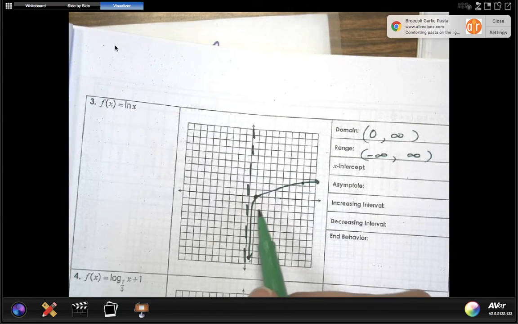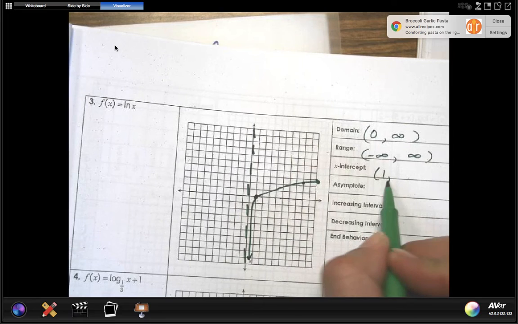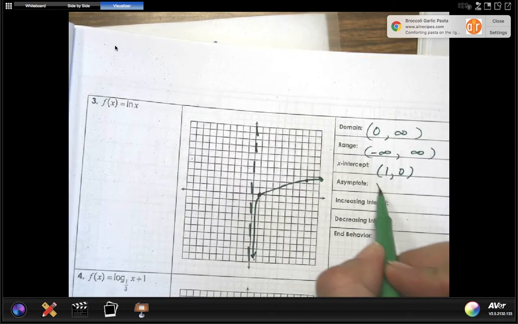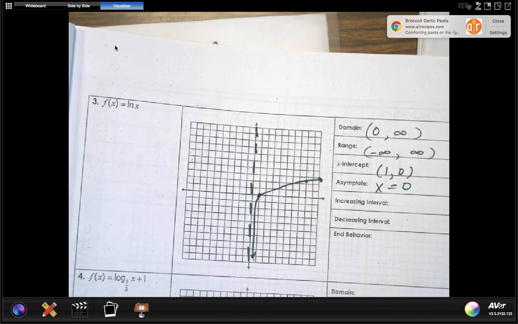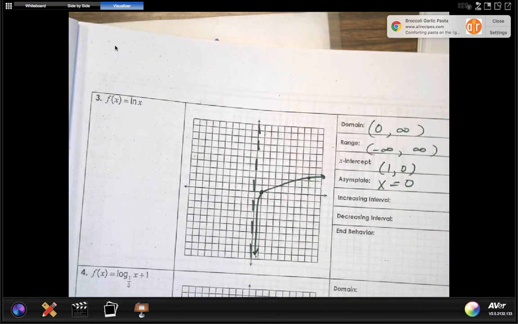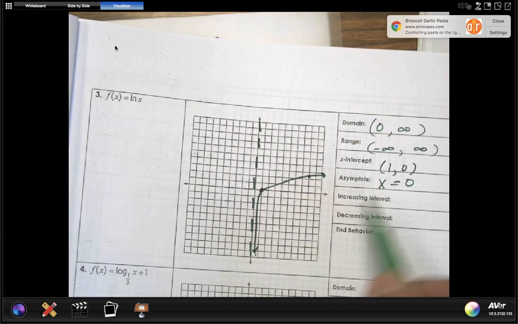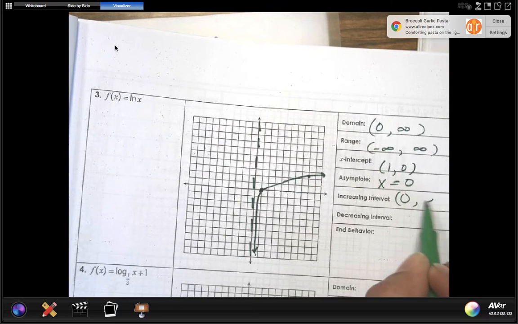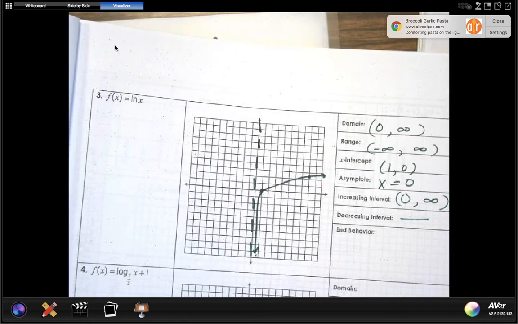Our x-intercept is at (1, 0). Our asymptote is a vertical line, so it's x equals 0. Remember, for increasing or decreasing, we're following the x's, so it starts increasing from 0, not including 0, to infinity. It does not decrease anywhere.